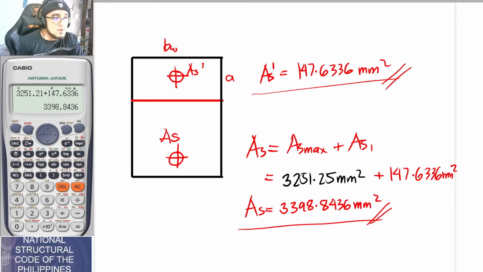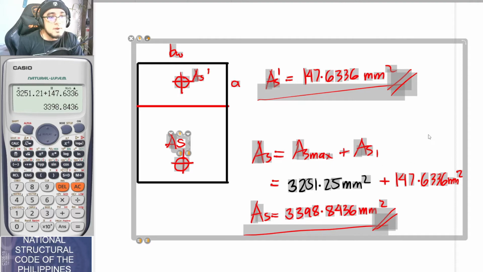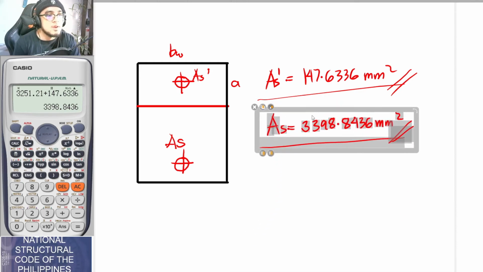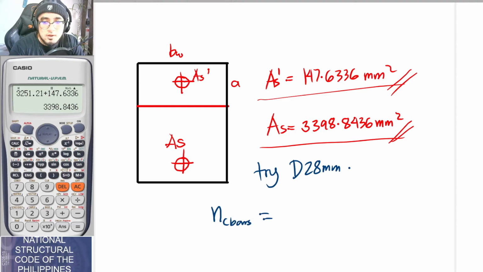So the next thing that we will be doing is to get the total number of rebars required. Once again, it will be up to you what bar diameter you will be using. So I think I will be using, let's say, 28. So let's try diameter 28 mm. So for As prime, the number of compression bars, Nc bars, is equal to 147.6336 divided by pi over 4 times 28 squared.